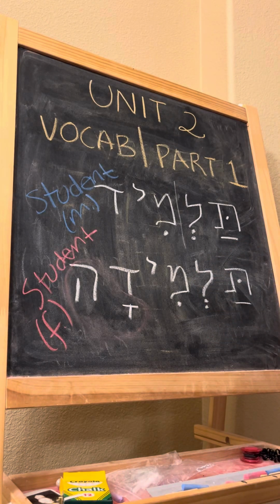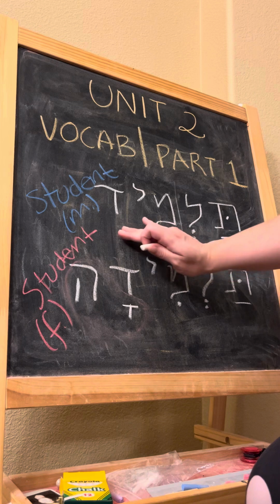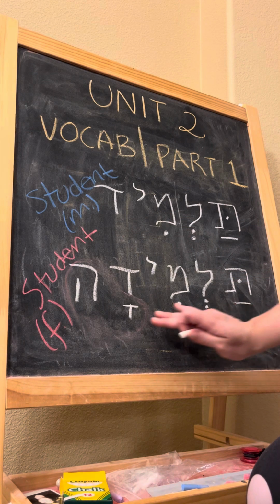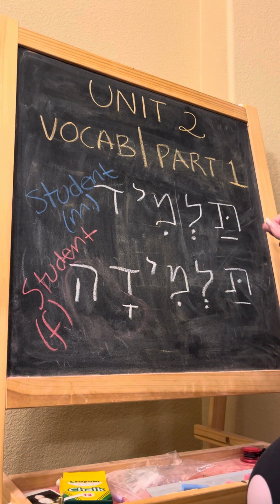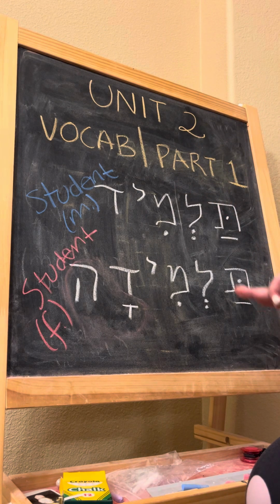Okay, for our vocabulary this week, part one, we're going to talk about students. So we have Talmid and Talmidah. The first one is student in a masculine form. The second one is student in a female form.